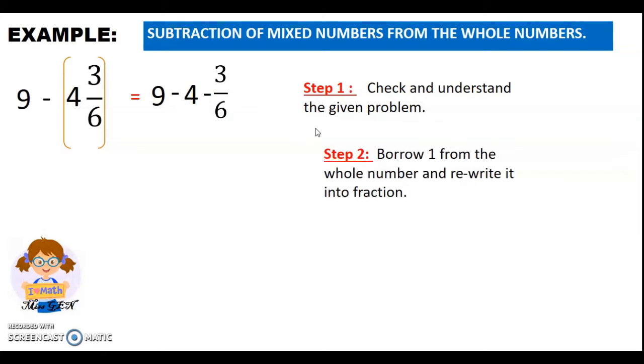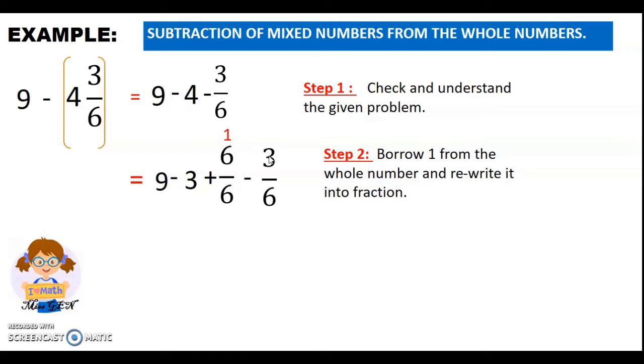Borrow 1 from the whole number and rewrite it into fraction. So let's rewrite our problem again. So we have 9 minus 3, because we take away 1 from 4. We borrow 1 from 4. And we rewrite it into fraction. So 6 over 6 is also 1. So if you add 3 plus 1 is equals to 4.